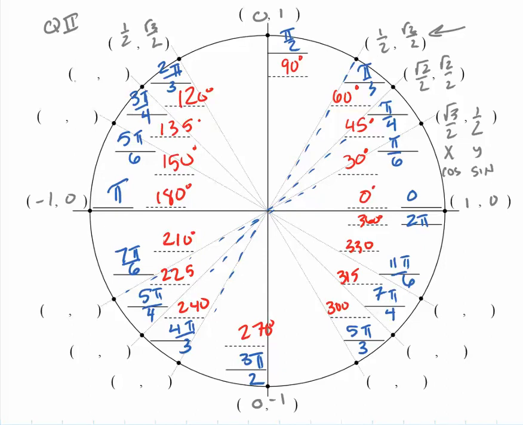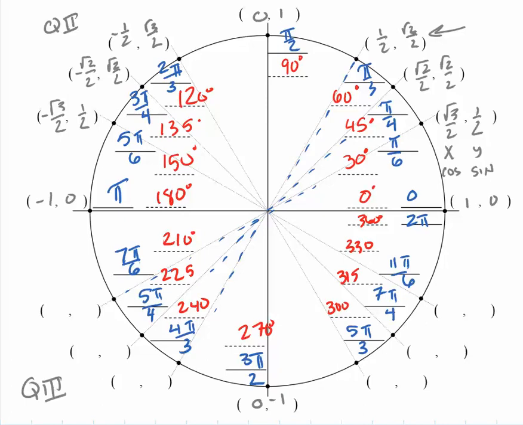The 45-degree angle will give me a root 2 over 2 and a root 2 over 2. The 30-degree angle will give me a root 3 over 2 and a 1/2. But because I'm in quadrant 2, all of my x values have to be negative. So that'll be negative, that'll be negative, that'll be negative. All right? Once I have that information, let's move over here into quadrant 3.